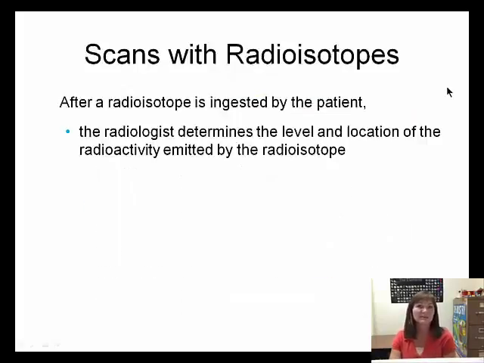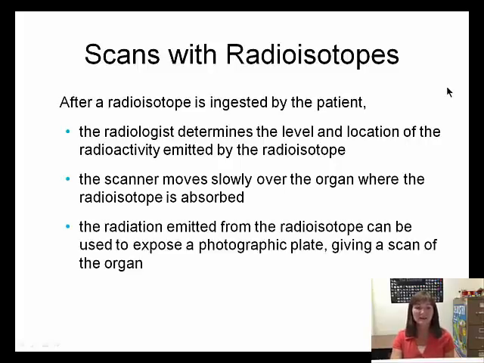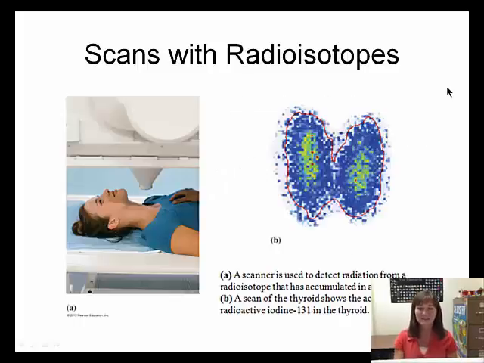So, scans with radioisotopes. After the radioisotope is ingested by the patient, the radiologist is going to determine the level and the location of the radioactivity being emitted by that radioisotope that is now in the patient's body. The scanner is going to move very slowly over the organ where the radioisotope was absorbed. The radiation emitted from the radioisotope can then be used to expose a photographic plate, giving us a scan of the organ. So here's a picture of a scan.